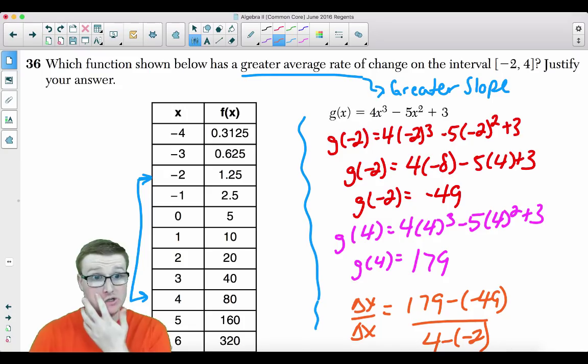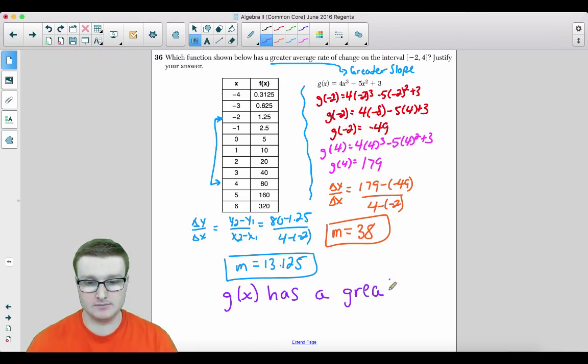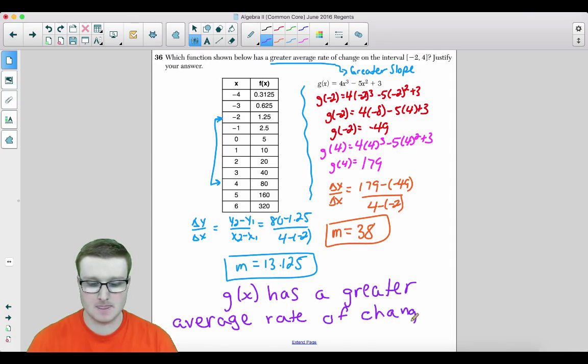So, saying which function shown below has a greater average rate of change, your answer is g of x. G of x has a greater average rate of change on the interval -2 to 4. Done.